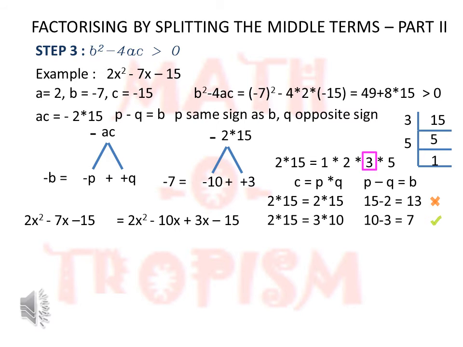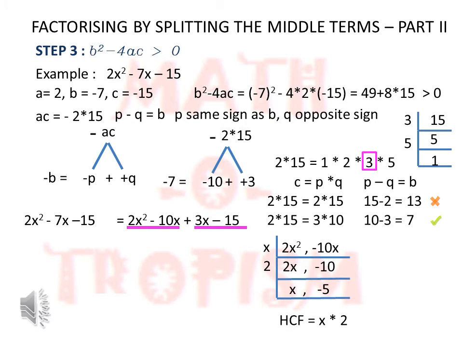So now 2x square minus 7x minus 15 is going to be written as 2x square minus px. So p now is minus 10. So minus 10x plus qx, which is plus 3x, minus 15. So first I will take the first two terms and the next two terms and group them together. So now I need to take the HCF of 2x square and minus 10x. So when I take the HCF, what does it mean? What are the highest common factors?